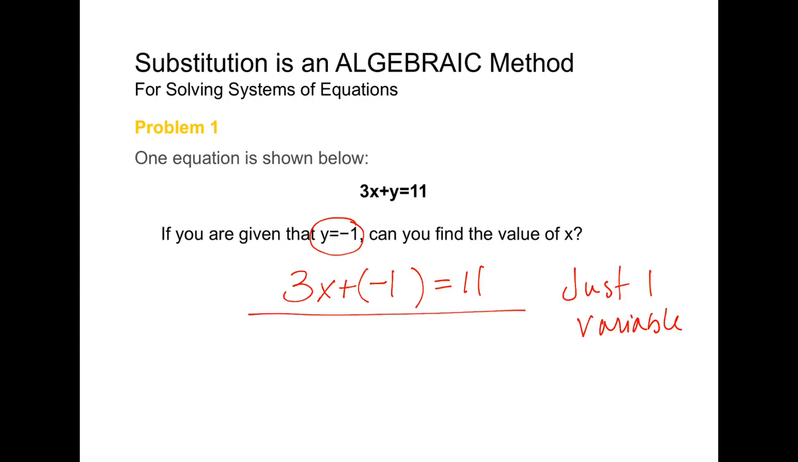So at this point, we've got 3x minus 1 equals 11. We would add 1 to both sides to get 3x equals 12, divide both sides by 3, and we have x equals 4. So if we can eliminate one of the variables, then we can solve for the other variable.